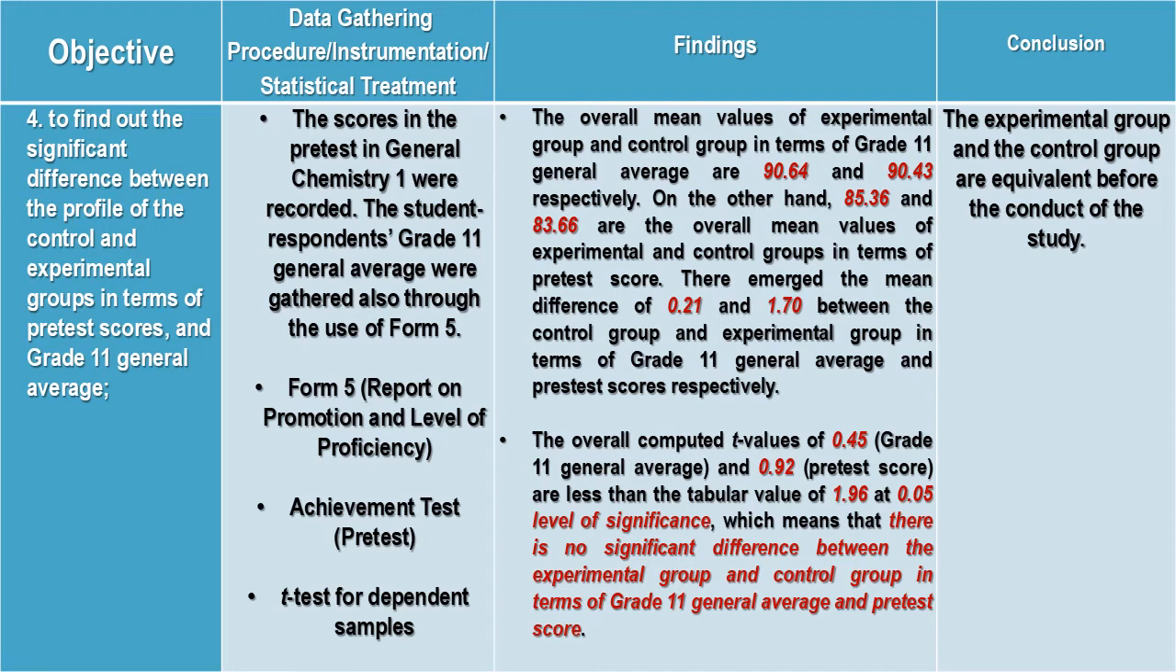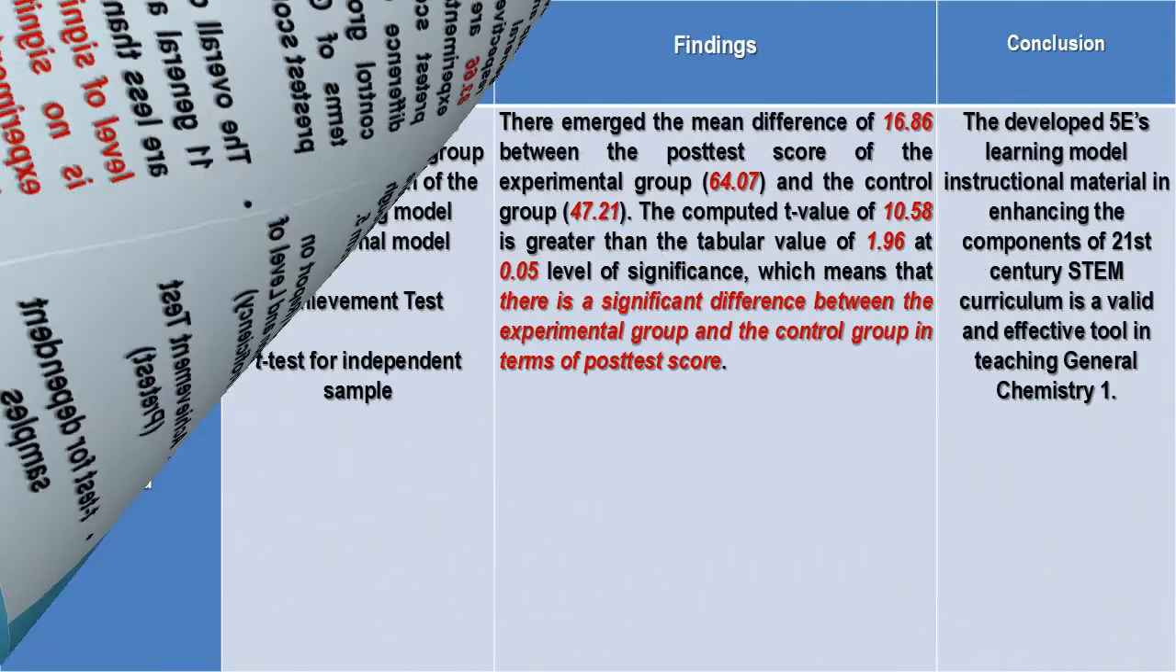It means that there is no significant difference between the two groups in terms of general average in grade 11 and their pretest score. It means that they are exactly the same before the conduct of the study. So there is no differential selection.